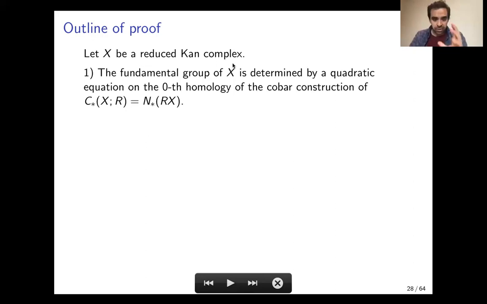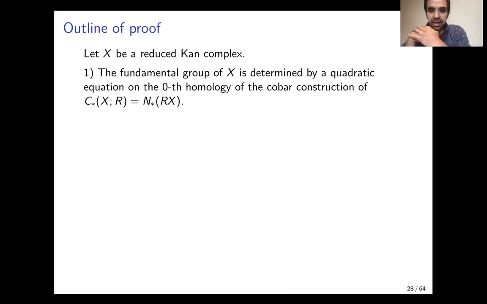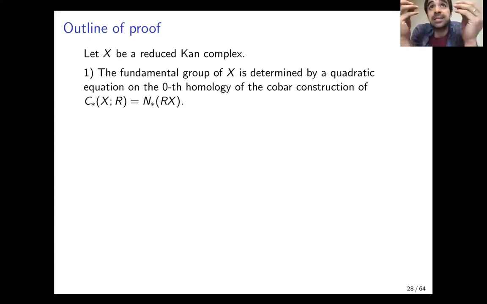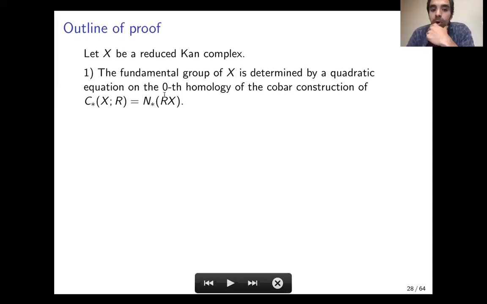The first observation, which is non-trivial and quite interesting, and I think I've talked about this in my earlier talks already, is that the fundamental group of X, of any space X you can think of, is completely determined by a certain quadratic equation on the zeroth homology of the Khobar construction of this coalgebra of chains. In other words, the fundamental group of a space is completely determined by the algebraic structure of the chains over any coefficient ring R, even a field. That's kind of a cool observation, which I will go over again.